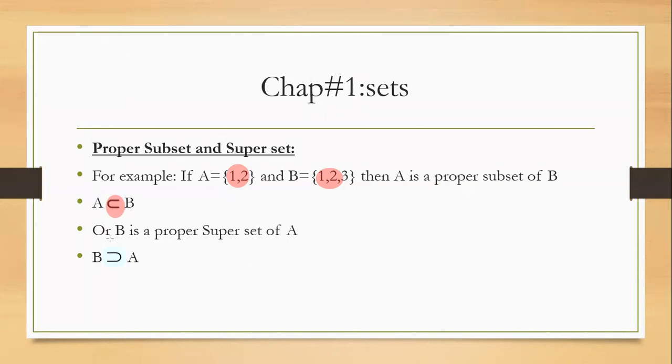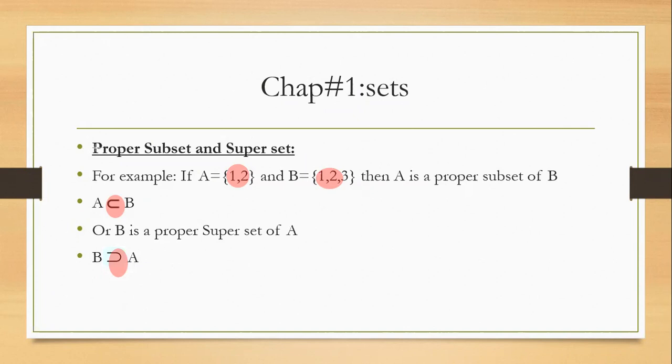Now, symbolically, how can we write that? We can write like this. This symbol is used for proper supersets. How can you read it? B is a proper superset of A. Okay? B is a proper superset of A.